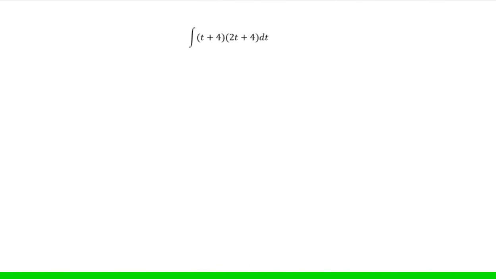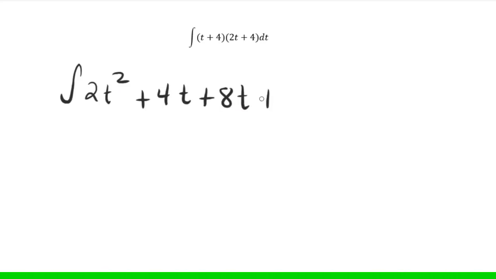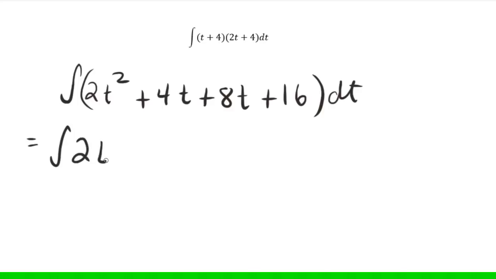Let's look at this example here, where we need to take the indefinite integral, not on any certain bound, but the indefinite integral of this function. First, we'll expand it out. So we'll have the integral of 2t squared plus 4t plus 8t plus 16 dt. This is going to be the integral of 2t squared plus 12t plus 16 dt.